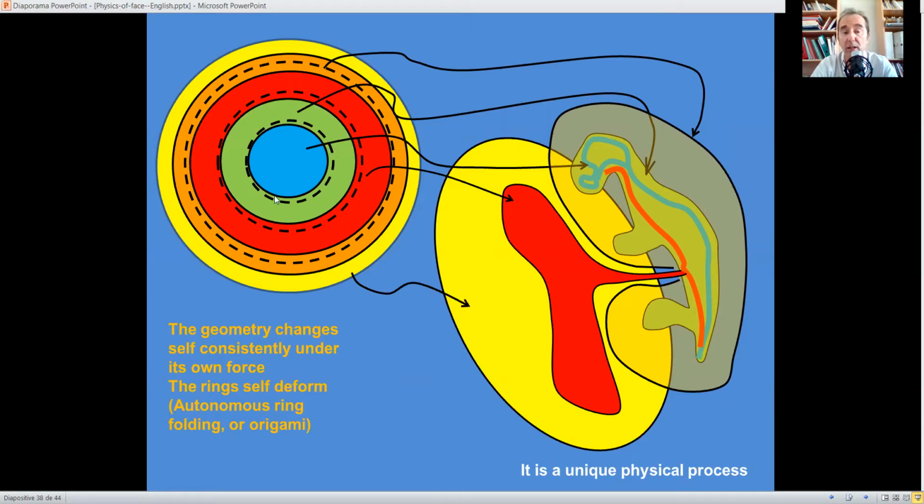Along these rings, you have pulling forces, which are represented by the dashed lines. And self-consistently, the geometry changes under its own force. And so the rings self-deform autonomously into an embryo, which is a tube inside a tube inside a tube. But there is more tubes, which is the chorion, which is wrapping the embryo. All right.